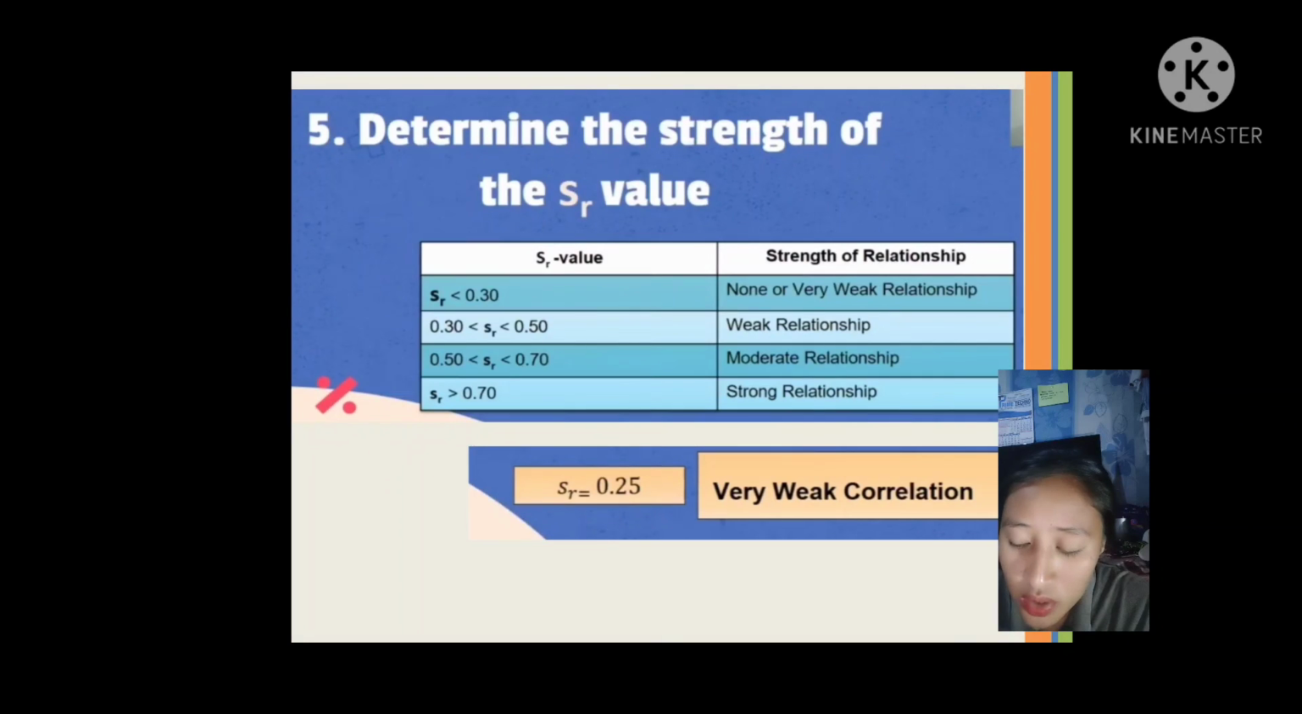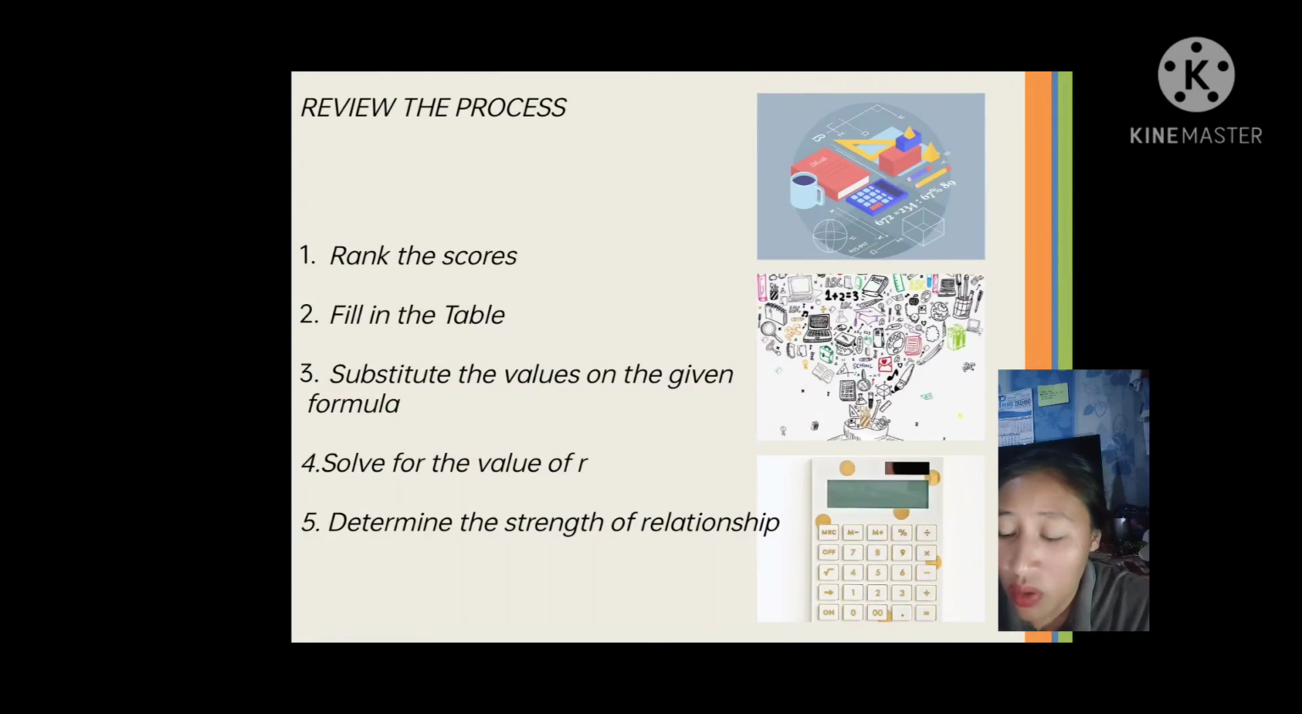I hope you understand everything and you understand the process. We will now be reviewing the process that we did a while ago. So first, we rank the scores. Second, fill in the table. The third, substitute the values in the given formula. Fourth, solve for the value of R. And the last is determine the strength of relationship.